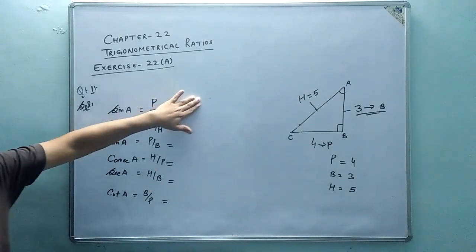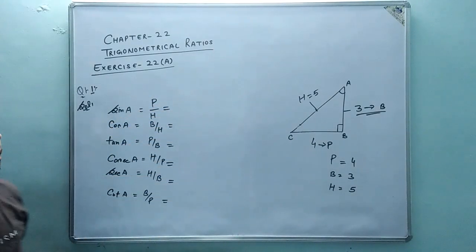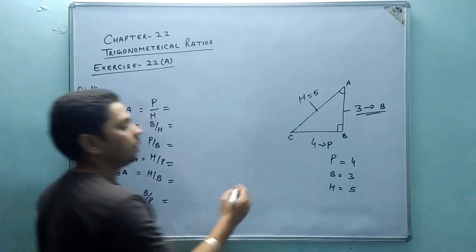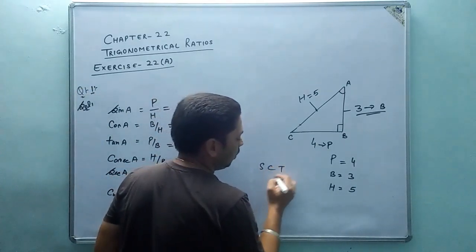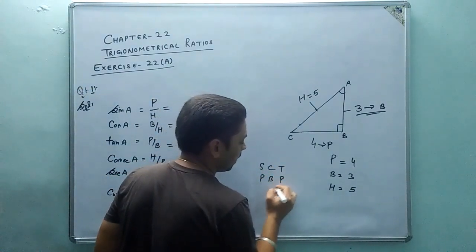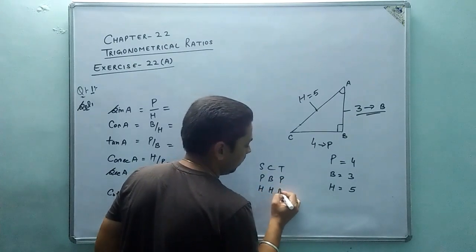Again, we have a table, sine. सोना चांदी तोले पंडित बद्री प्रसाद हर हर भोले.